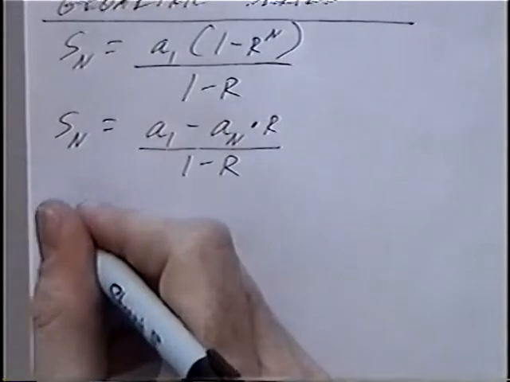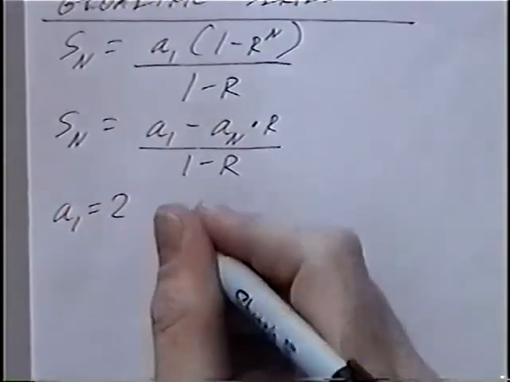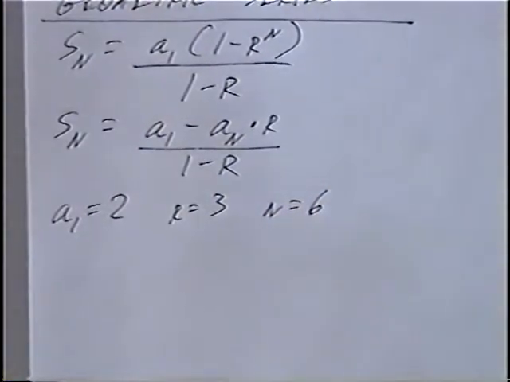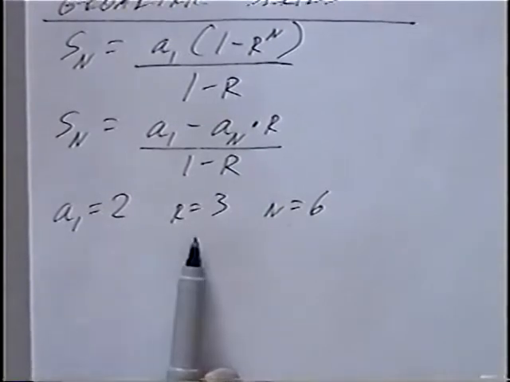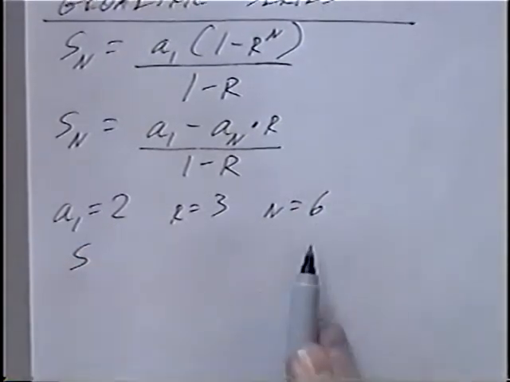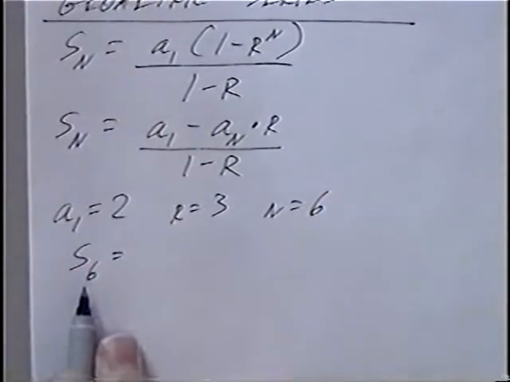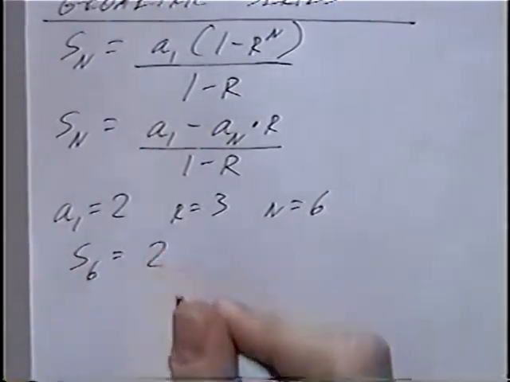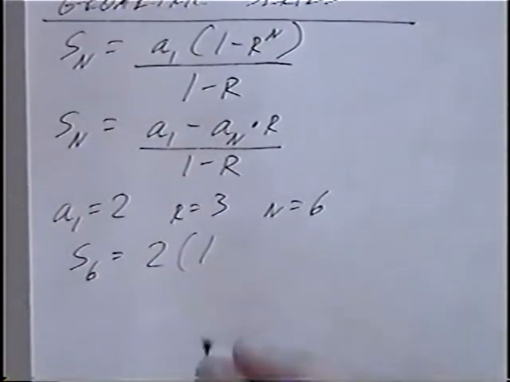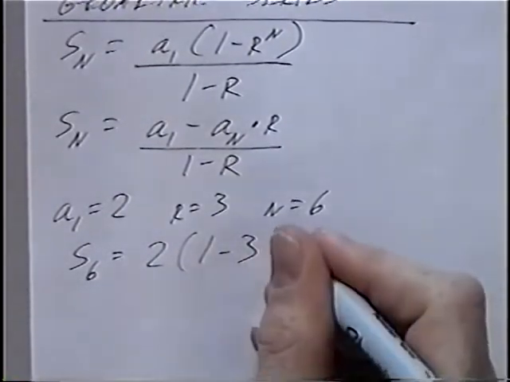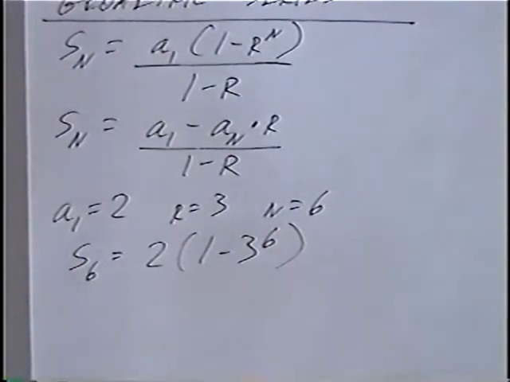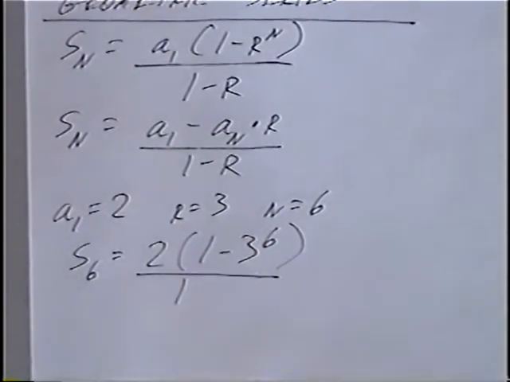First question, we have a sub 1 equals 2, r is equal to 3, and n is equal to 6. Looking at the three variables given, a sub 1, r, and n, we'll be using the first equation. So to solve for S sub n, where n is equal to 6, we'll be looking for the sum of 6 terms. A sub 1 would be 2, 1 minus r to the n exponent would be 1 minus 3 to the 6th power, divided by 1 minus r, which would be 1 minus 3.